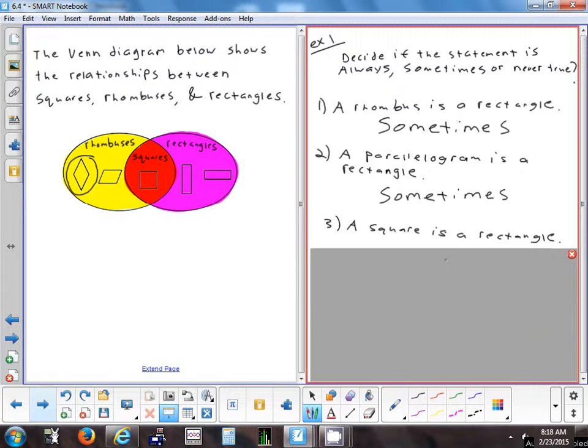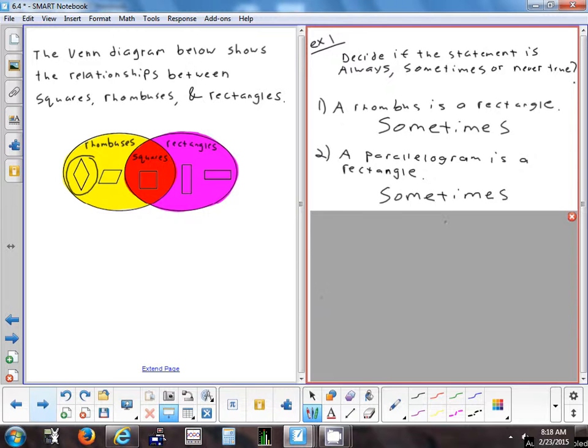Now, what if I switch that around? A rectangle is a parallelogram. That's always true. A rectangle is always under the parallelogram category. Now, what if I said to you, a rectangle is a pentagon? That's never true. A pentagon has how many sides? 5. So a rectangle is not a pentagon. That would never be true.